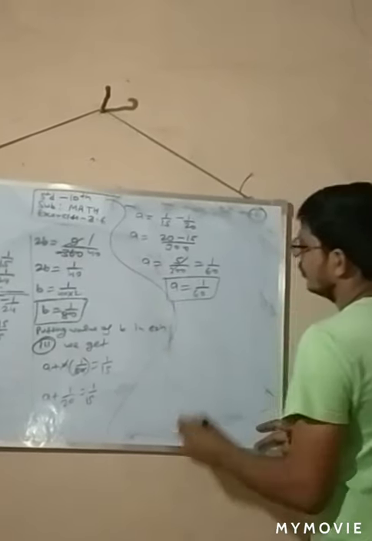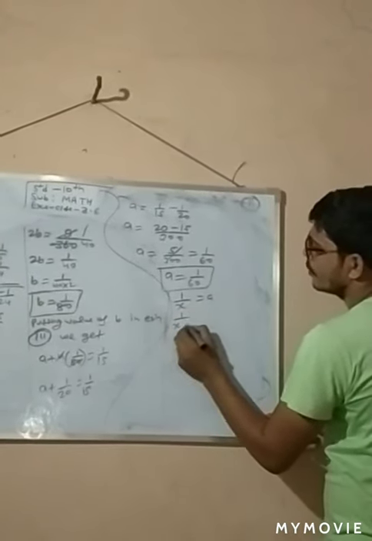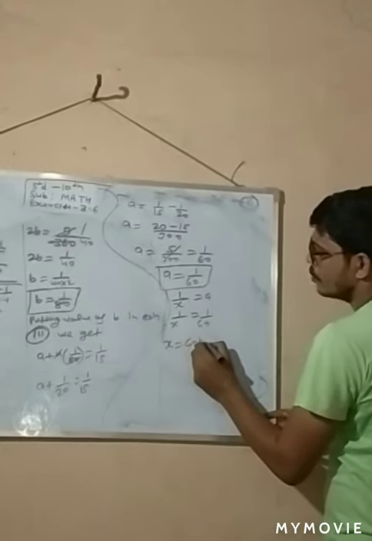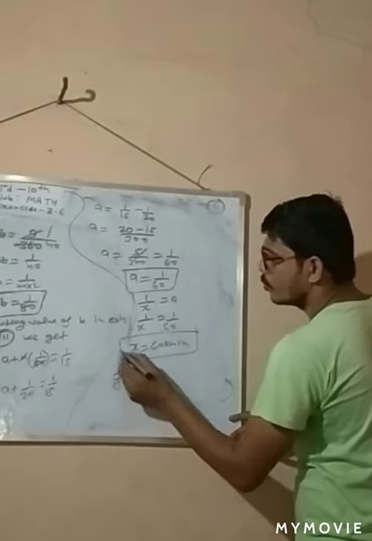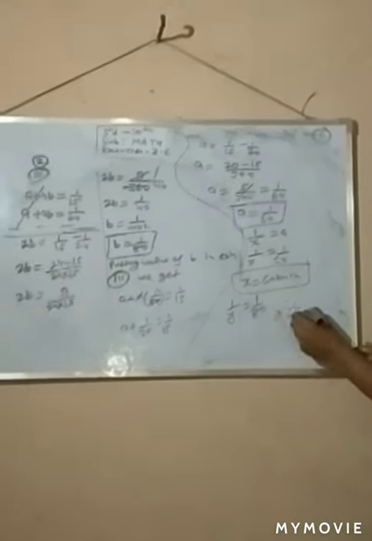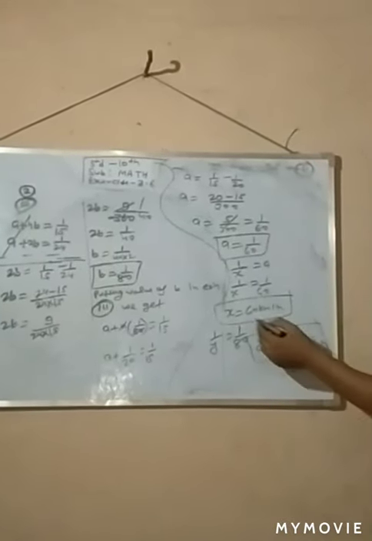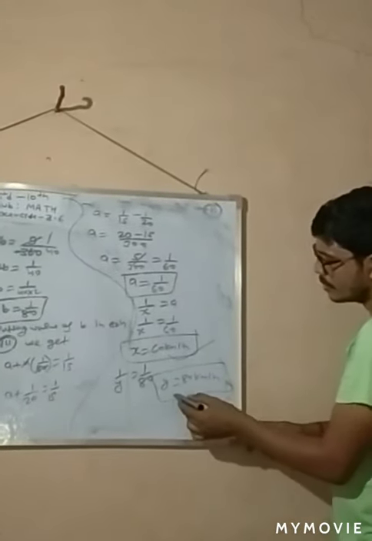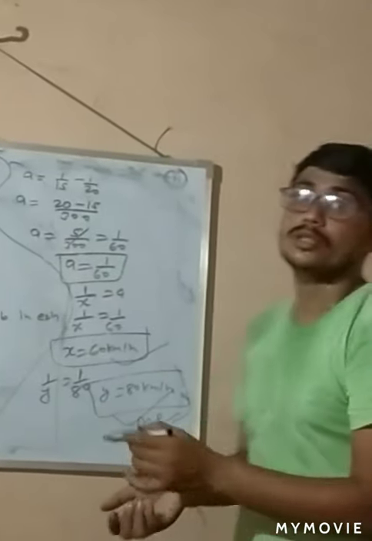Now put 1 by x is equal to a. 1 by x is equal to 1 by 60. Then x is equal to 60 km per hour. 1 by y is equal to b, means 1 by 80. Therefore y is equal to 80 km per hour. Therefore the speed of the train is 60 km per hour and the speed of the bus is 80 km per hour. Now student, this is your answer.